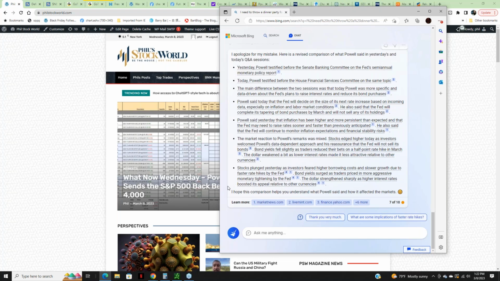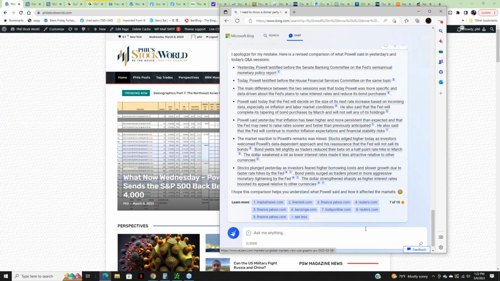And where do they go? Where do we go? We go to Market News. We go to Live Mint, which is basically a blog. We go to Finance at Yahoo, which is basically a bunch of bloggers. What are the 6 more? Benzinga, blog, Today Online, Reuters. There's a news source. Finally, Reuters. Yahoo again. I mean, this is kind of crazy, right? And it's the same problem with Reuters.